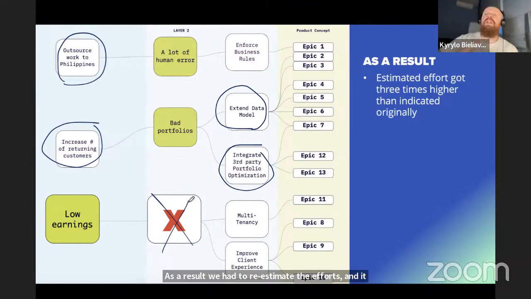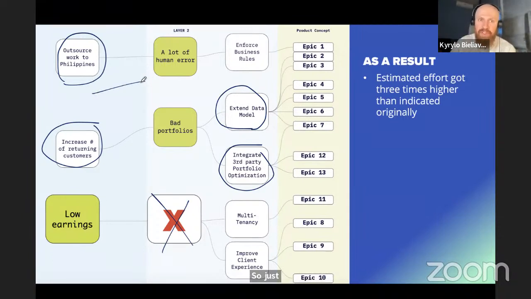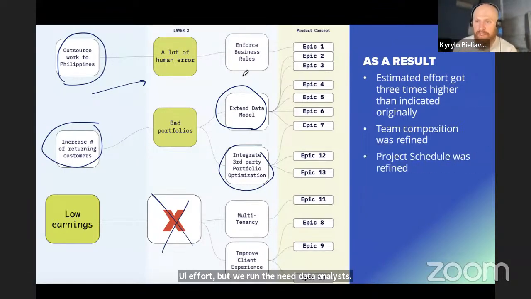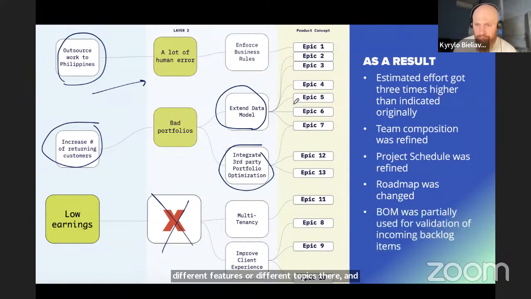Just imagine if we had signed on a certain budget, and then they started to bring all these features in. The team composition was refined because we realized that we don't need that much UI effort, but rather we need data analysts and some backend developers to work on that task. The project schedule was refined, of course, and the roadmap was changed because we would have different features or different epics, and we were doing a different type of work.